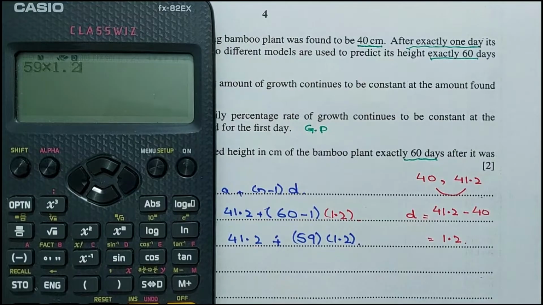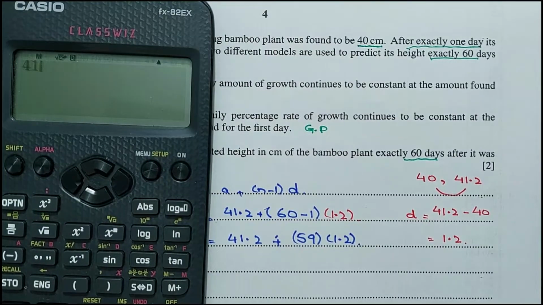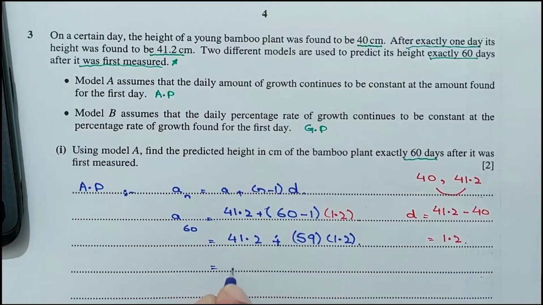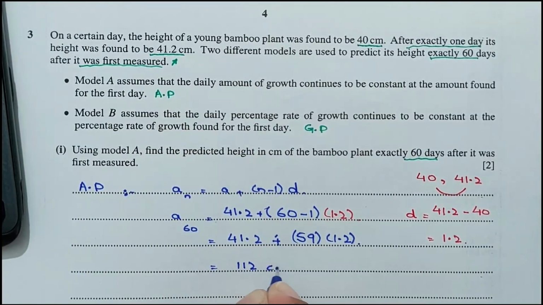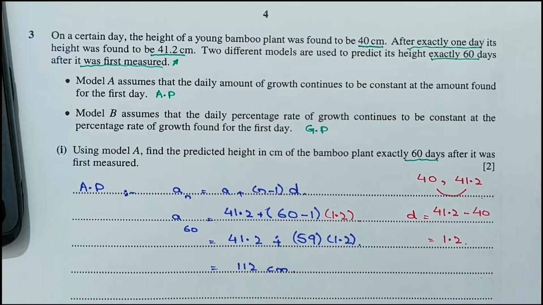59 times 1.2 and we have 41.2 added with the answer, which is 112. So this is 112 centimeter. This is the height of the bamboo plant exactly 60 days after it was first measured using model A.